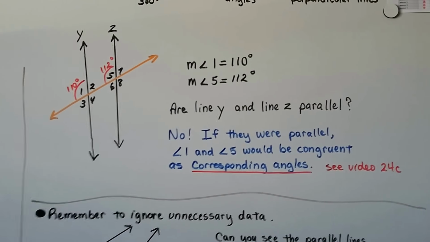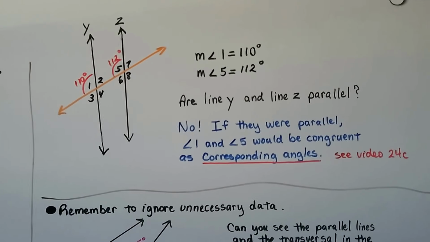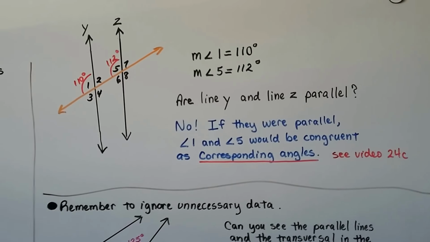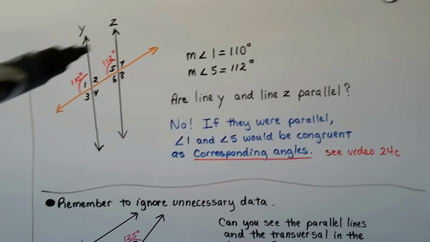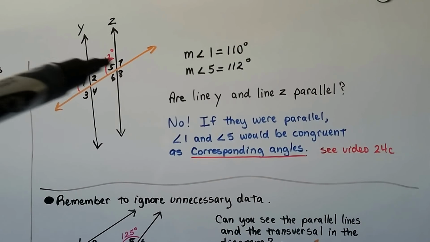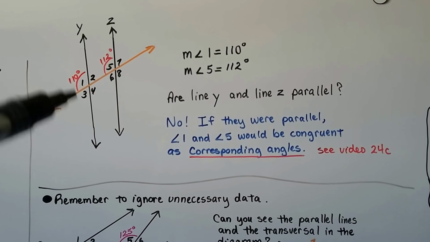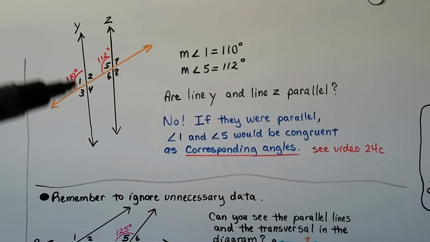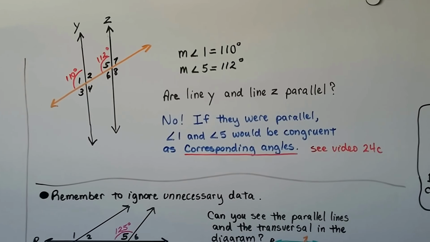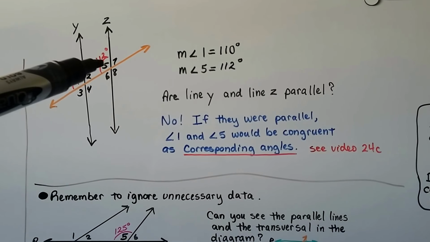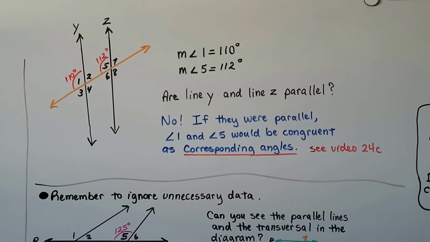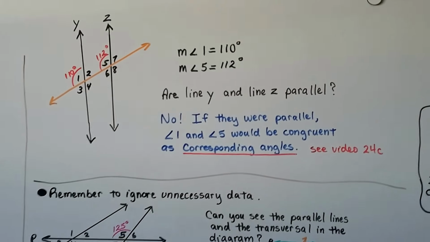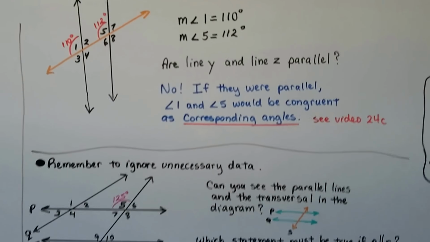So don't trust diagrams unless it actually tells you in some way that they're parallel. Like, if it told us that these were corresponding angles, then we would know that these lines were parallel. See? If it was reversed and they were telling us first that they were corresponding and that was 110 and what was angle 5, then we would know that that's 110 also. But it doesn't. They're different measures, so they're not parallel, okay?